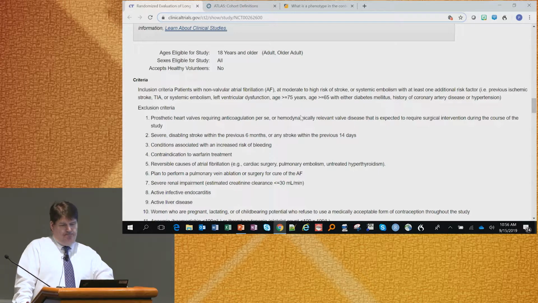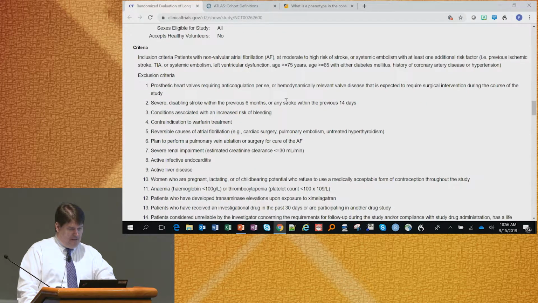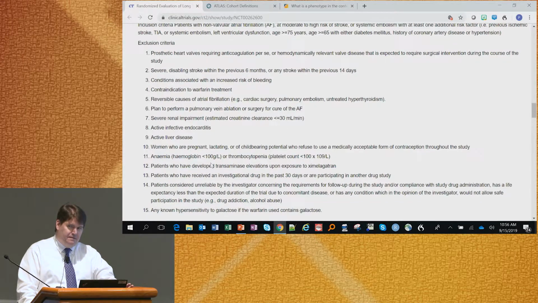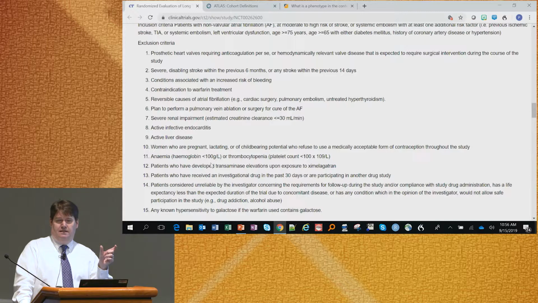Severe renal impairment. Okay, so they even talk about what measures we should look for, so that's cool. Active infective endocarditis. So active, what does that mean? Does that mean that they're saying recent? We can assume that's what they mean here, but it's not clear. It's a little ambiguous, but we'll say active means that it was something in the last 90 days, say. That's considered active. Active liver disease, same type of thing.